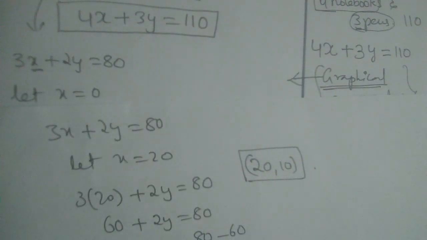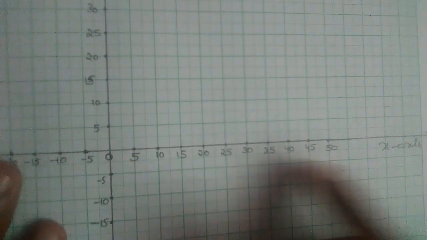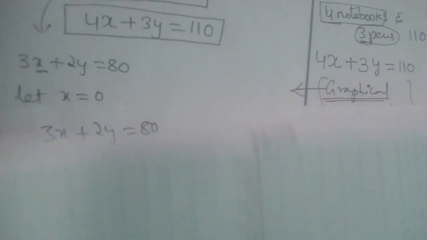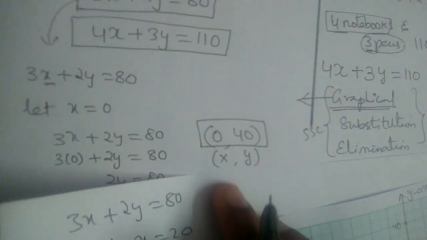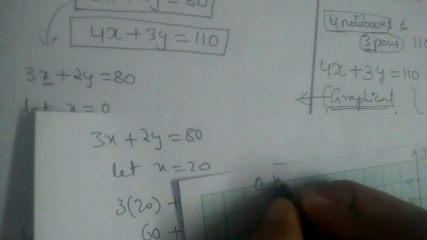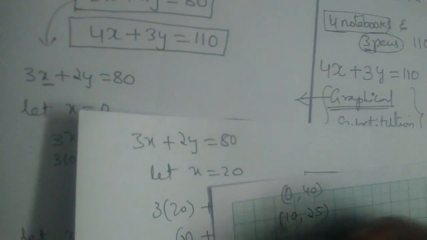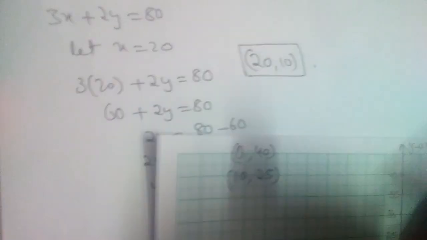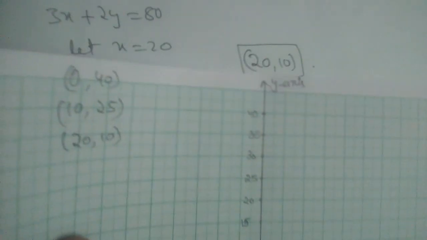I have a graph here on which I have plotted the x-axis and y-axis. This is our x-axis and this is the y-axis. Let us plot these points on the graph. The first point was 0 comma 40. Let me write the points here: 0 comma 40, 10 comma 25, and the third point was 20 comma 10. Let me plot this.